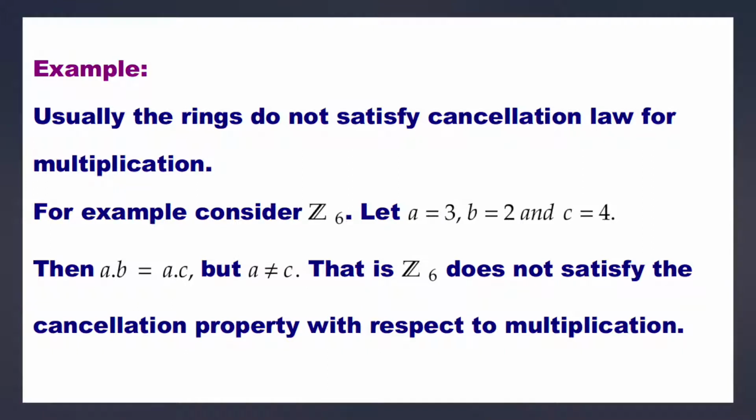because 2 times 3 gives you 6, which when divided by 6 leaves 0. The same goes for 4 and 3: when multiplied modulo 6, again it yields 0. Here a is equal to 3, b is equal to 2 and c equals 4. Then a times b equals a times c, but b is not equal to c, because when you apply the cancellation law here, 2 times 3 equals 4 times 3 would imply 2 is equal to 4, which we know very well to be not true. Therefore, Z6 does not satisfy the cancellation property with respect to multiplication.